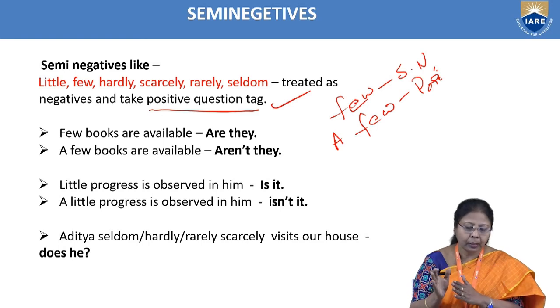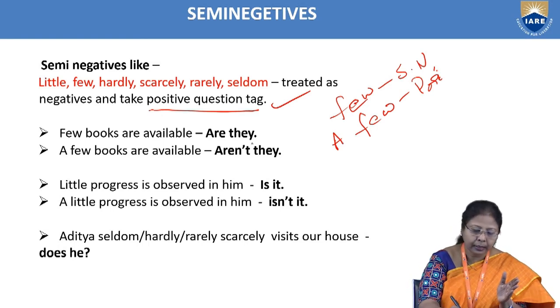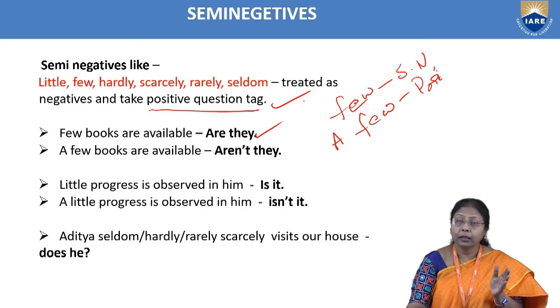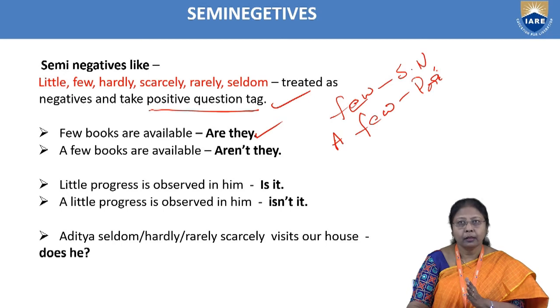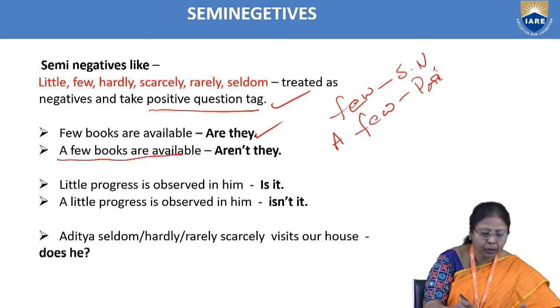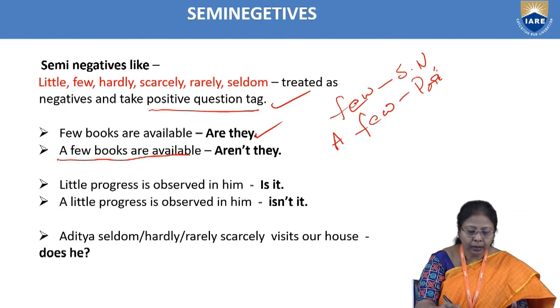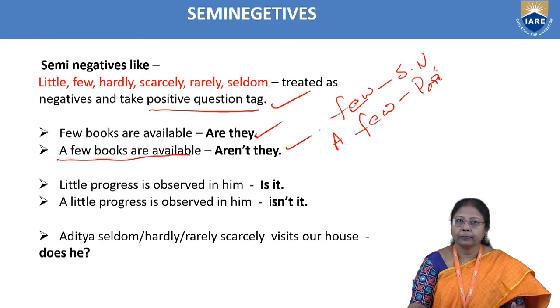Few books are available. A negative sentence takes a positive question tag. What is it? Are they? A few books are available is a positive sentence, means countable, means we can count, many are there. So aren't they is a negative question tag.